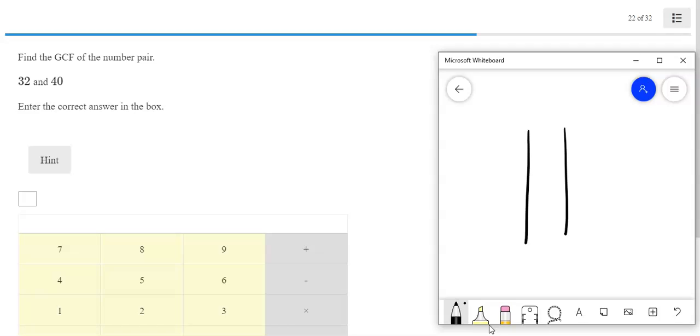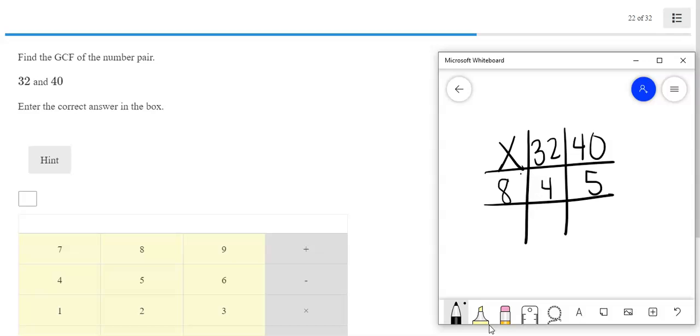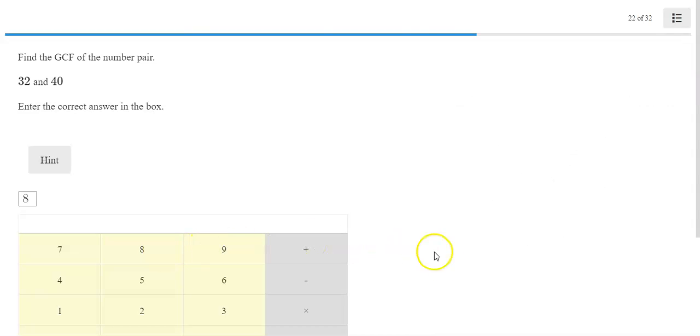So find the GCF of 32 and 40. 8 times 4 is 32, and 8 times 5 is 40. Nothing else can go in that 4 and a 5, so our answer is 8.